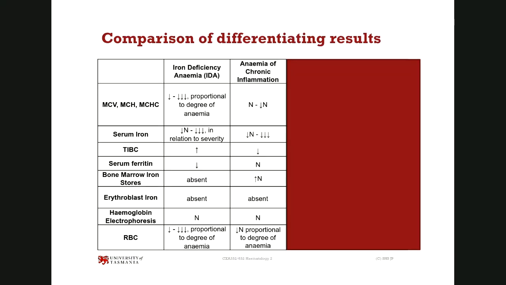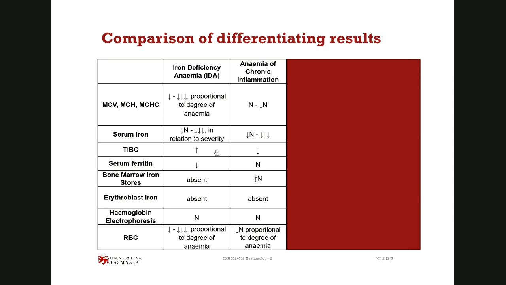So here is a comparison of some results so that you can differentiate anemia of chronic inflammation from iron deficiency anemia. You can see here that in anemia of chronic inflammation, the MCV, the MCH, and the MCHC are usually normal or at the lower end of normal, or perhaps a little bit below, but certainly not as low as they can get in iron deficiency anemia. Serum iron can be very low in both cases, so that's not going to differentiate our iron studies, but it's when we get to the total iron binding capacity.